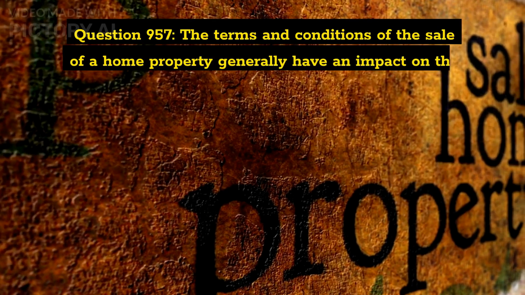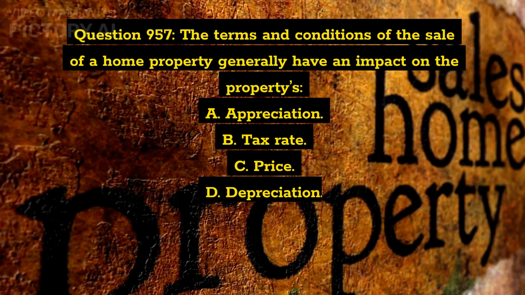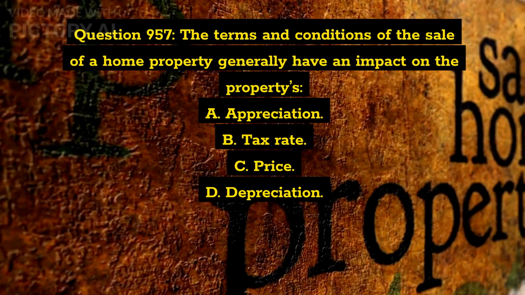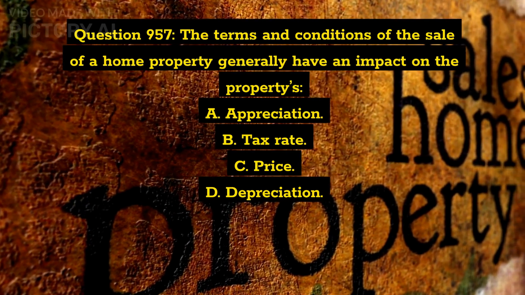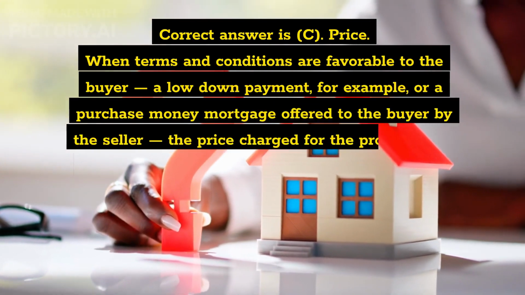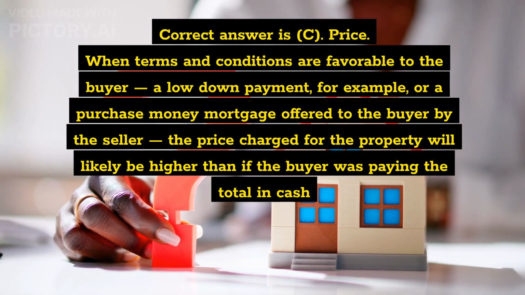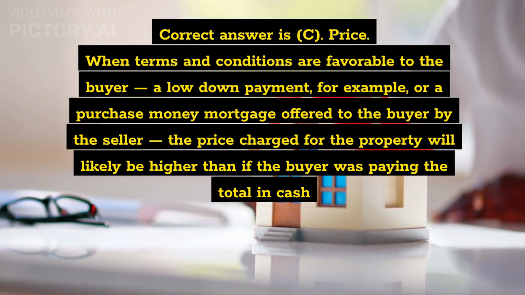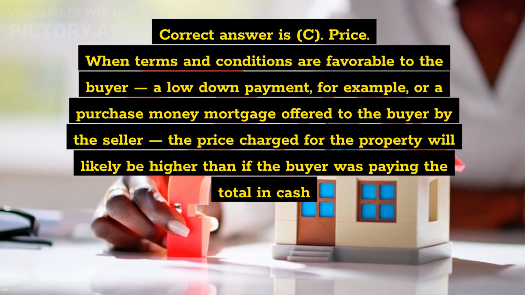Question 957. The terms and conditions of the sale of a home property generally have an impact on the property's: a) appreciation, b) tax rate, c) price, d) depreciation. Correct answer is c, price. When terms and conditions are favorable to the buyer, a low down payment, for example, or a purchase money mortgage offered to the buyer by the seller, the price charged for the property will likely be higher than if the buyer was paying the total in cash.